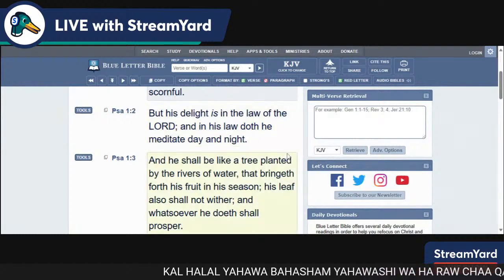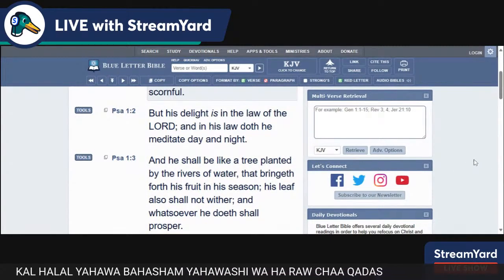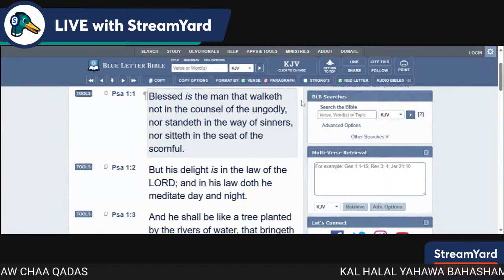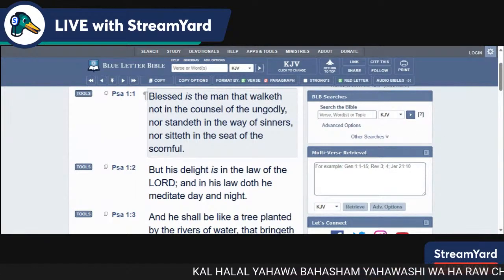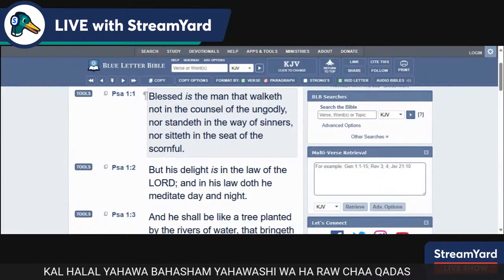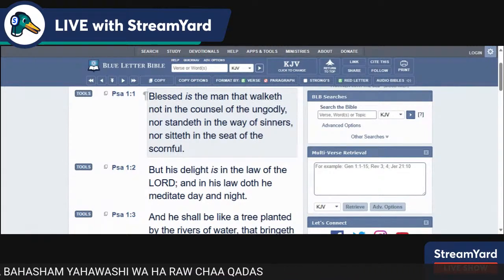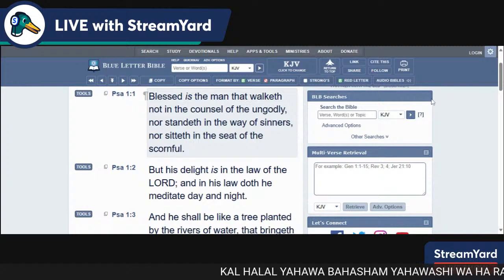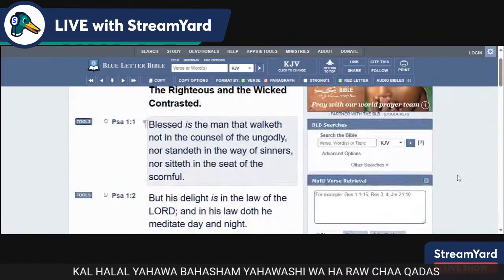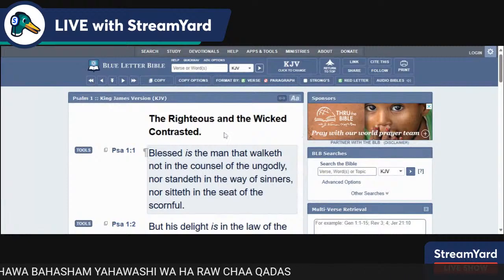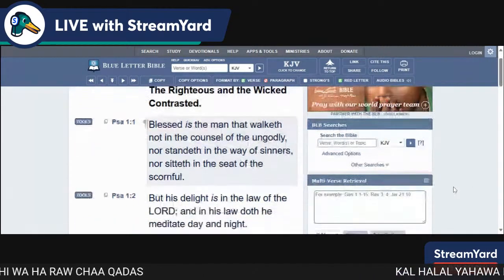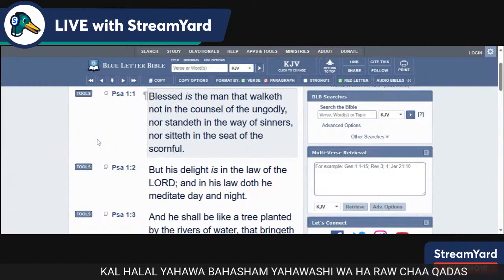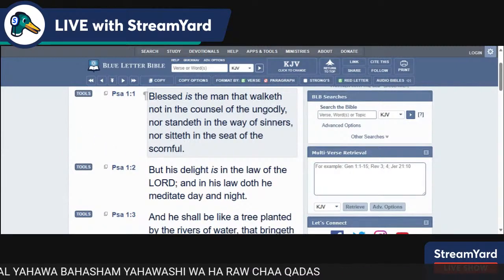Psalms 1, verse 2. But his delight is in the law of the Lord, and in his law doth he meditate day and night. So that's a good introductory statement. Psalms is identifying what not to do, and verse 2 is telling you what to do to receive the blessings from the Most High, Yahweh B'Shem Yahushai. And note the title, the righteous and the wicked contrasted. The wicked, Psalms 1, the righteous, Psalms 2. All right.